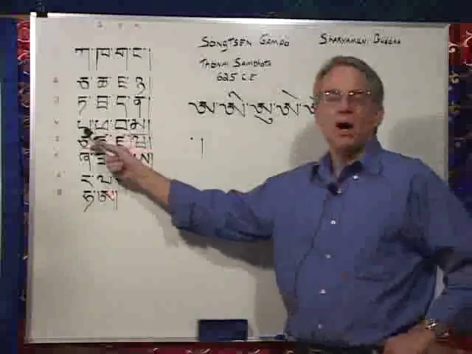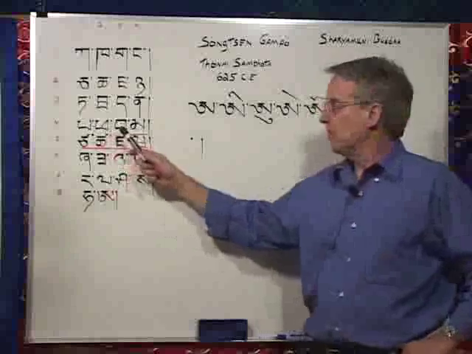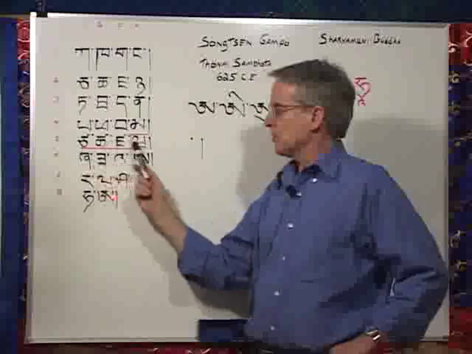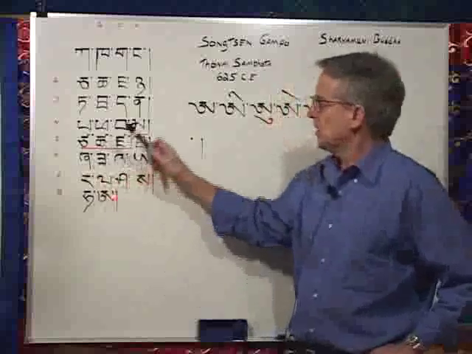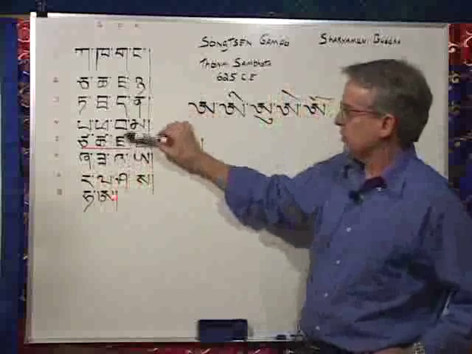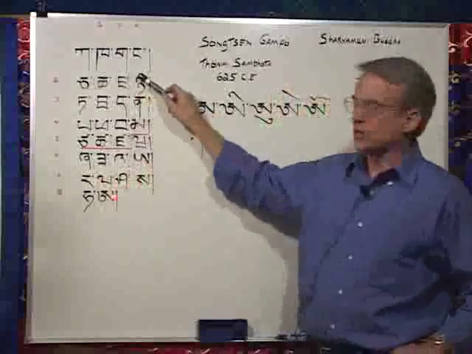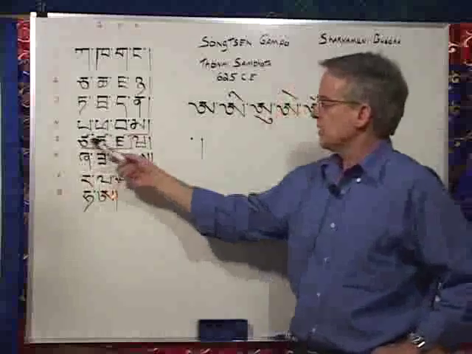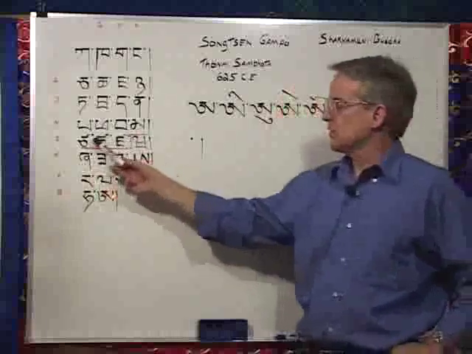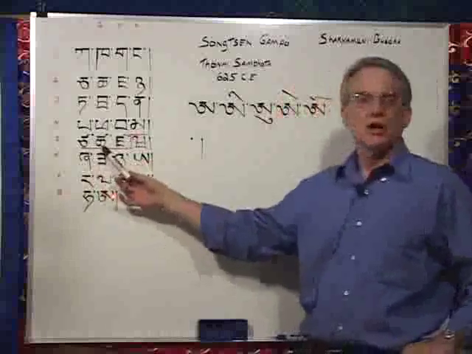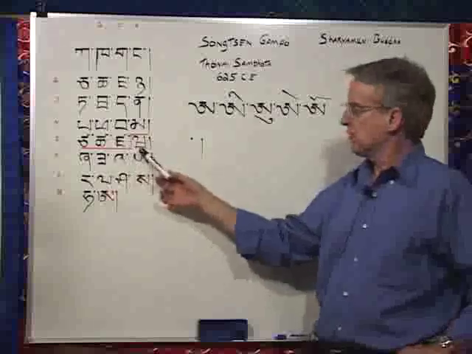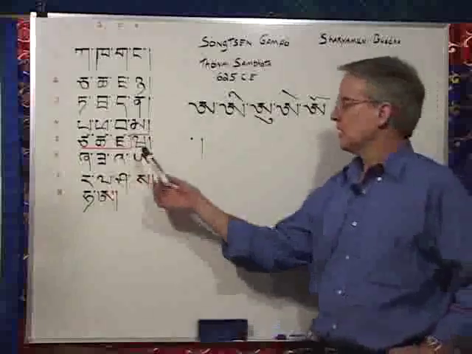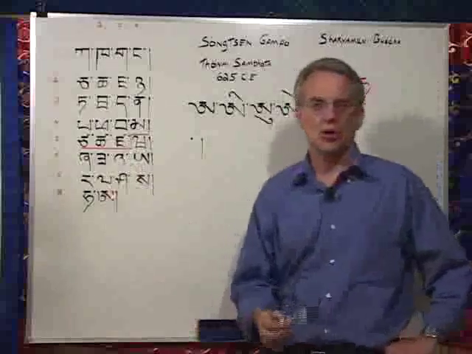So we have pa, pa, ba, ma. The 5th row, the first 3 letters are in appearance very like the first 3 letters in the second row, with the exception that these have a small flag, you could say, on them. These sounds are also made at the roof of the mouth. So we have tsa, tsa, za. And then the 4th, we've crossed over the demarcation line there, the red line. The 4th sound in the 5th row is made at the lips, wa.